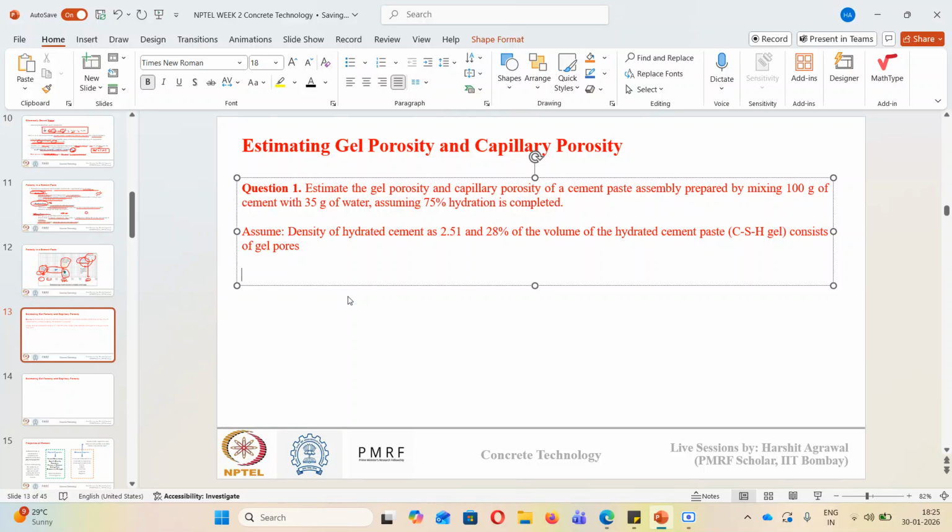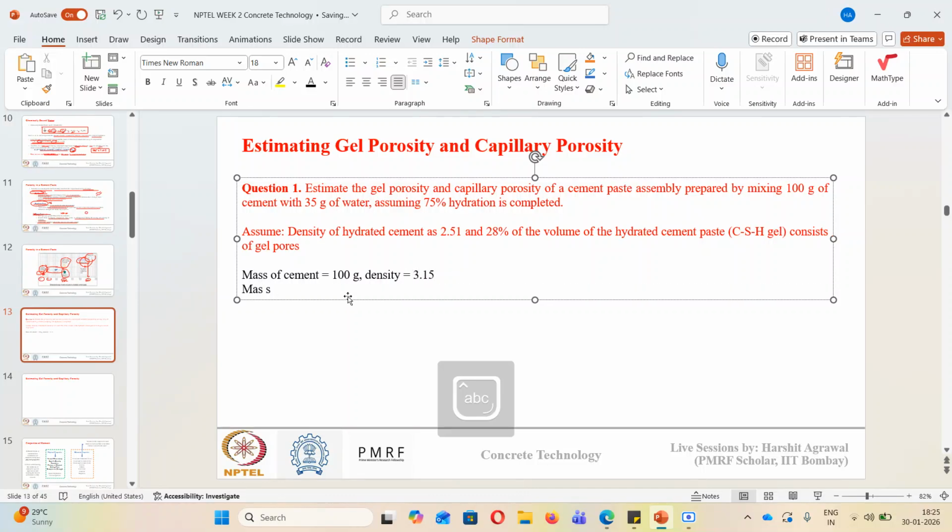Okay, let me just tell you how to solve such questions. What is given to us in the question? Mass of cement is given to us as 100 grams, and density of cement we know is 3.15. Mass of water is given to us as 35 grams, and density is equal to 1. And we know the degree of hydration is 75%.